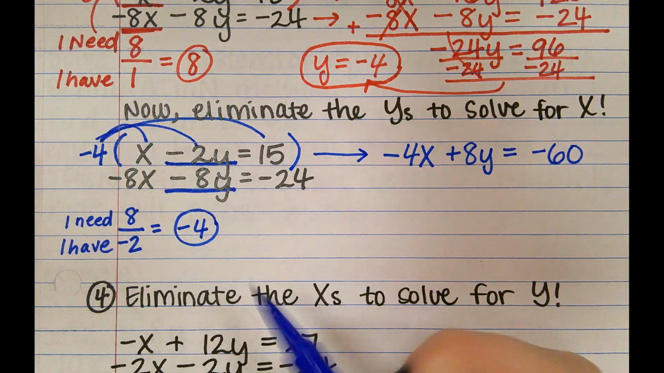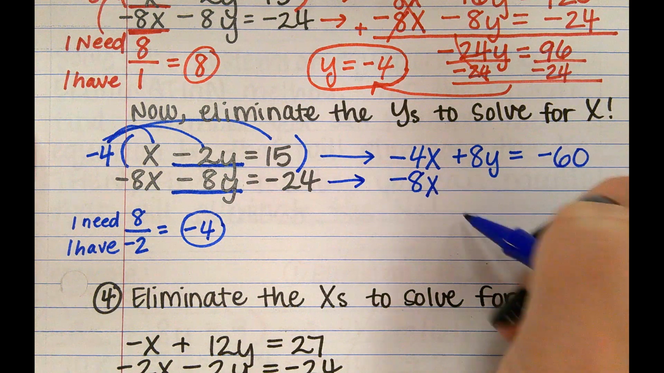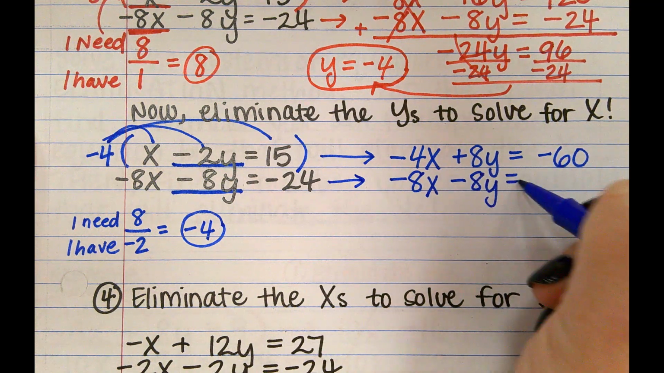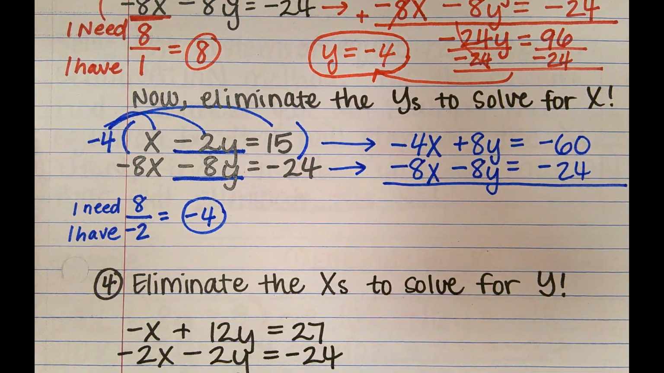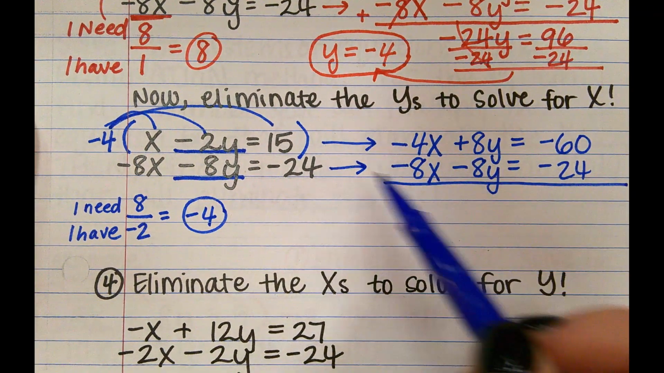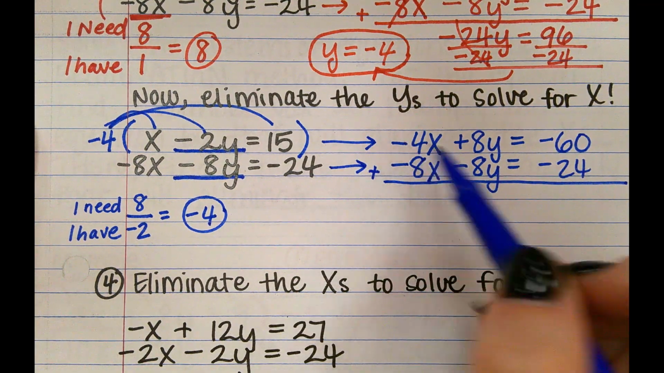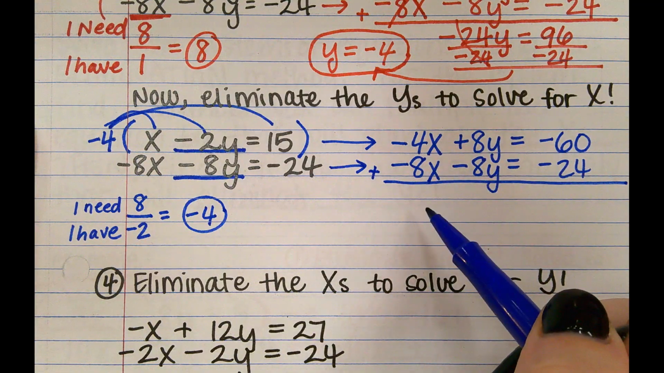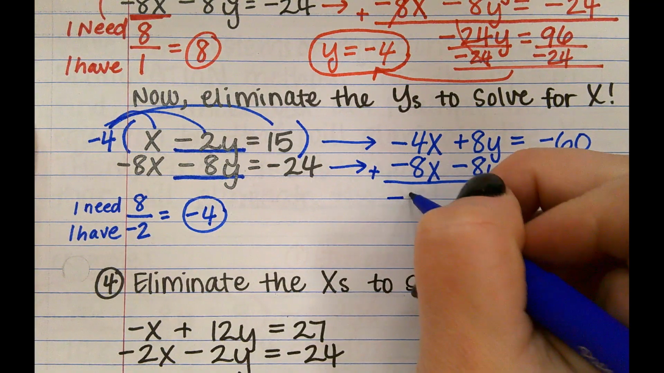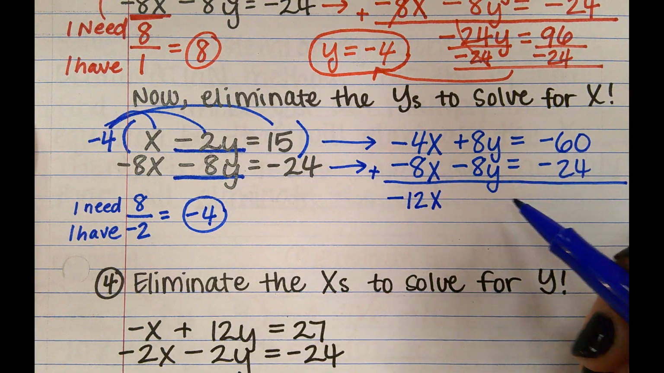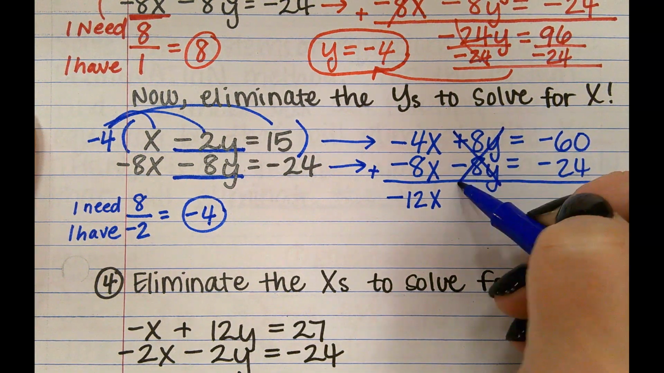Okay, and then we'll bring over the other equation: -8x minus 8y equals -24. Okay. Let's add them together. -4x plus -8x. What is that? -12x. Good. My y's, what happens? They cancel. We eliminated the y's.